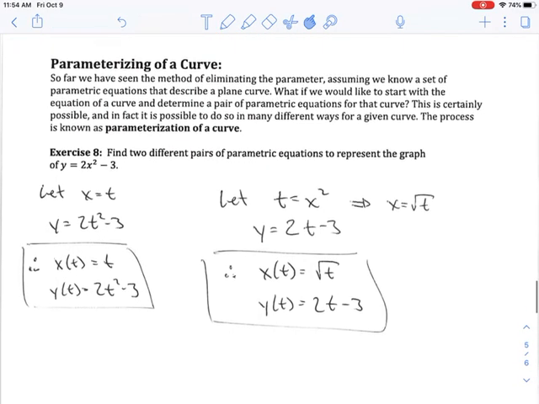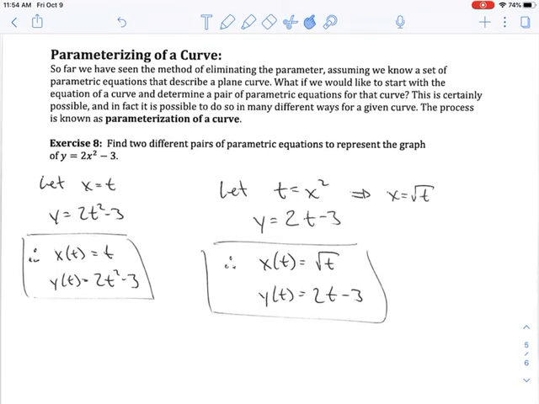Now, another thing that we want to be able to do is parameterizing a curve. So this is the opposite of what we were just doing. What we were just doing is we have a pair of parametric equations, and we want to eliminate t to come up with y as a function of x or x as a function of y. Sometimes we want to do just the opposite.